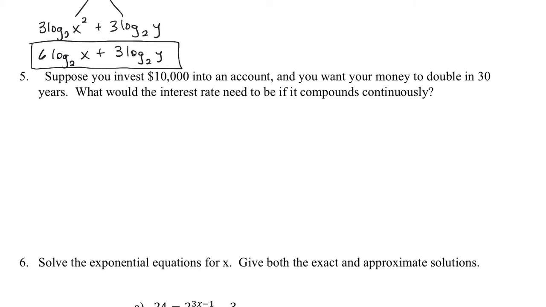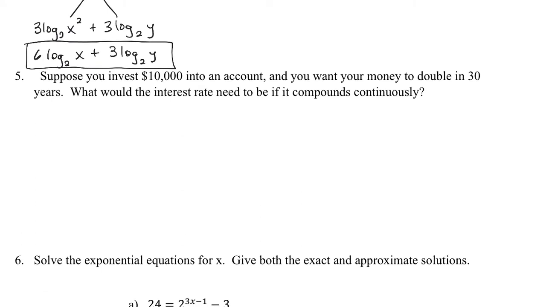Okay. Question 5, we are going to invest $10,000. We want the money to double in 30 years. What would the interest rate need to be if it's compounding continuously? So the continuously compounding formula is right there.